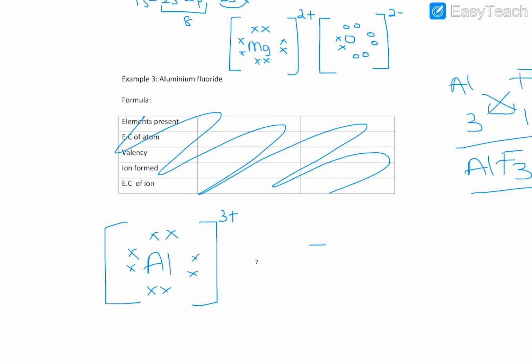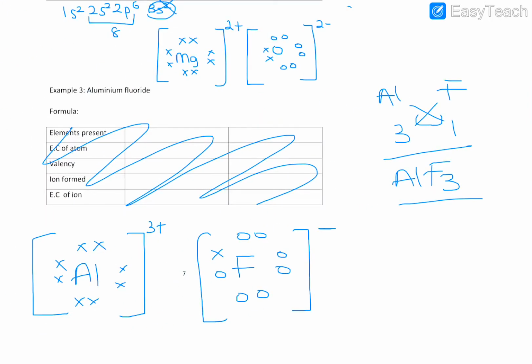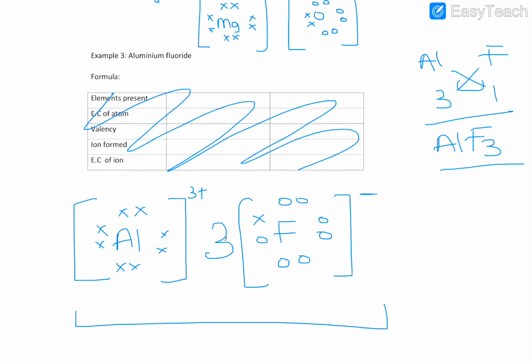And fluorine is in group 17, so group 7. So it will have 7 electrons. And then it will gain 1 electron from aluminium. So I have F-. But you see the charges are not balancing out. But then if you look at the formula, it's AlF3. So you need to have 3 fluorine in that. So here you have the structure diagram for aluminium fluoride.